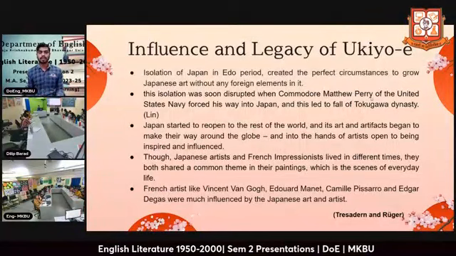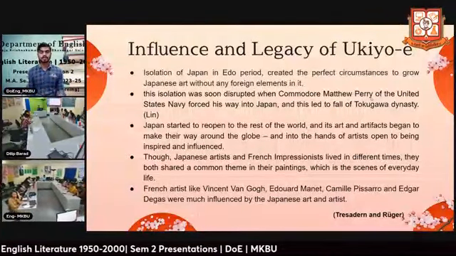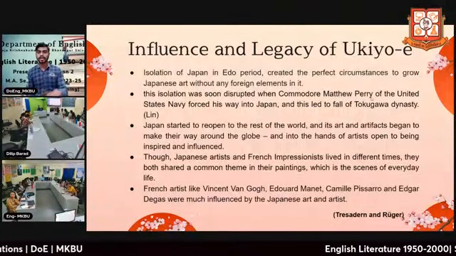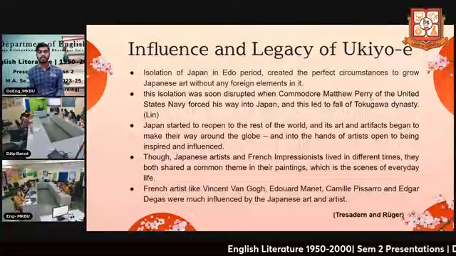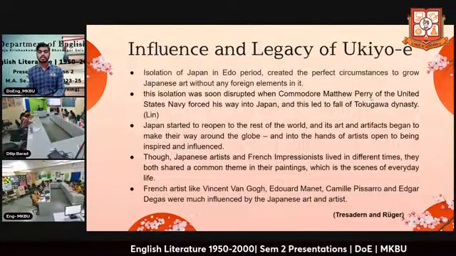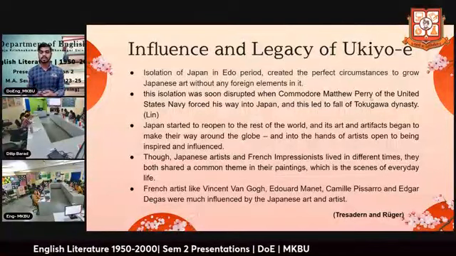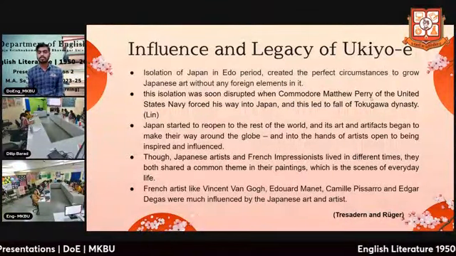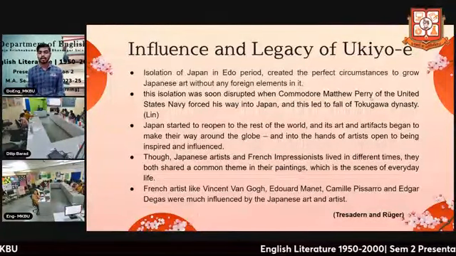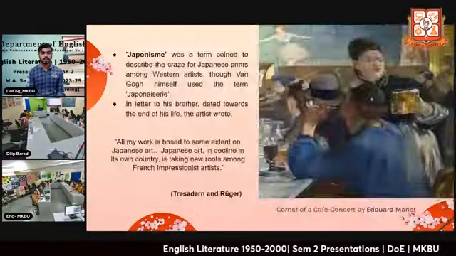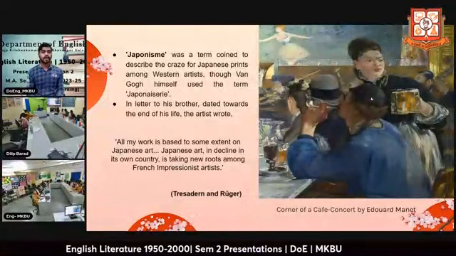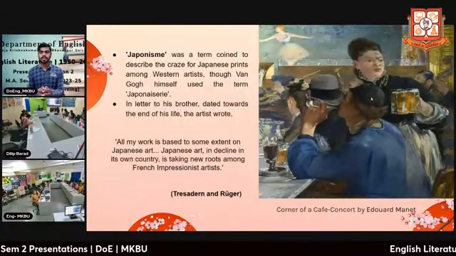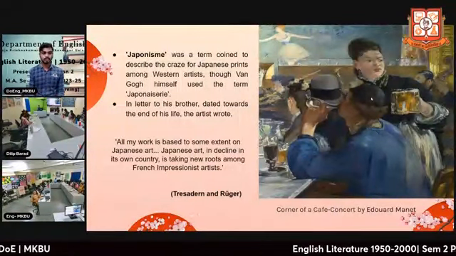So after Commodore Matthew Perry of the United States forced his way into Japan, Japanese tradition and artistic value have influenced the entire globe. And one parallel we can make is between Japanese artists and French impressionists. French artists like Vincent van Gogh, Edouard Manet, Camille Pissarro, and Edgar Degas were influenced by Japanese art. Van Gogh himself coined the term Japonisme, which stands for the Japanese traditional influence on the Western side.